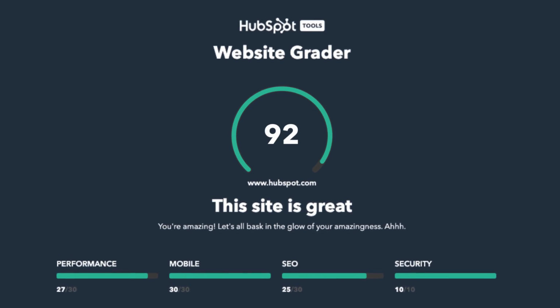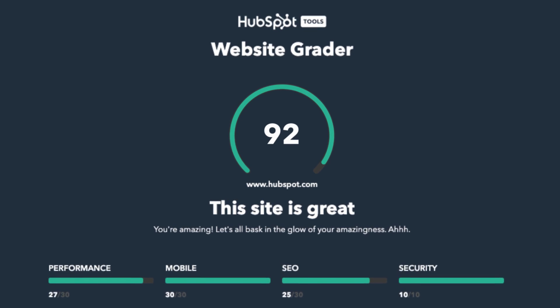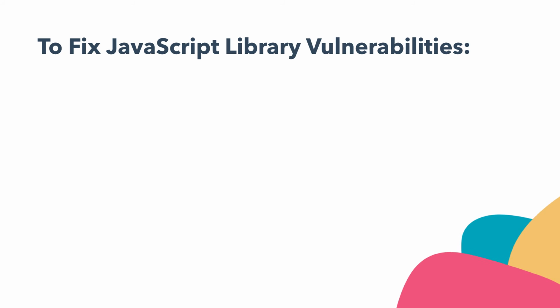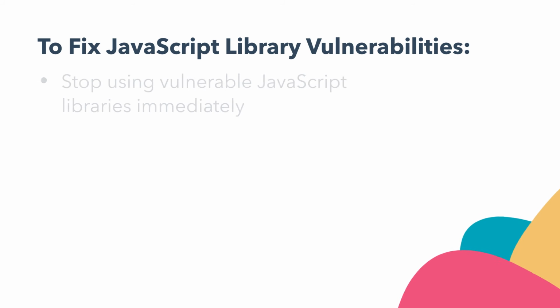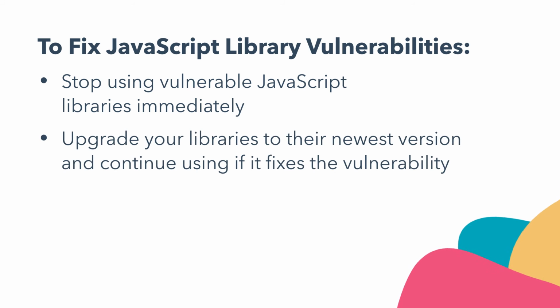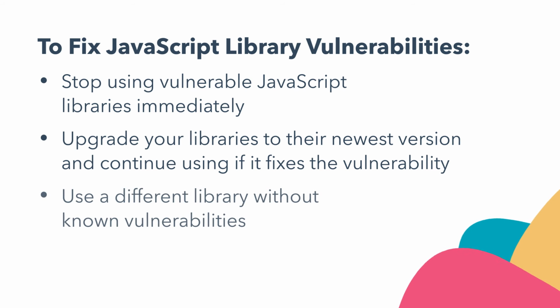So scan your website with HubSpot's Website Grader to identify if your page is using any JavaScript libraries with known vulnerabilities. To fix JavaScript library vulnerabilities, you should stop using vulnerable JavaScript libraries immediately, upgrade your libraries to their newest version and continue using if it fixes the vulnerability, or use a different library without known vulnerabilities. To find which JavaScript libraries are causing you trouble, we recommend following Google's resource. I've linked to it in the resources. You may need to work with a developer to help you find which JavaScript libraries are causing you trouble.